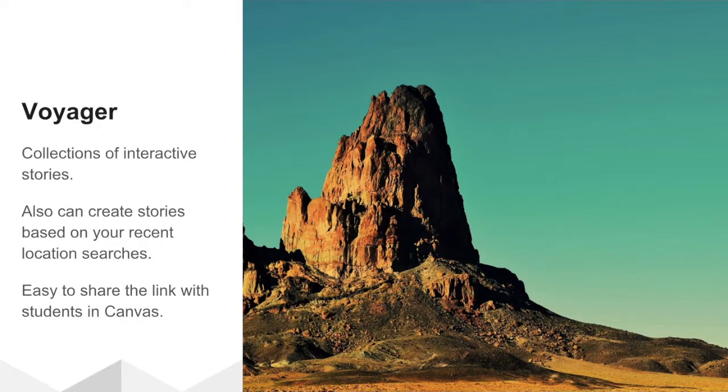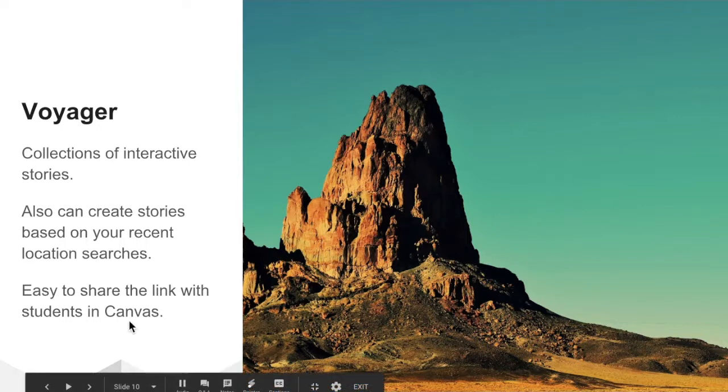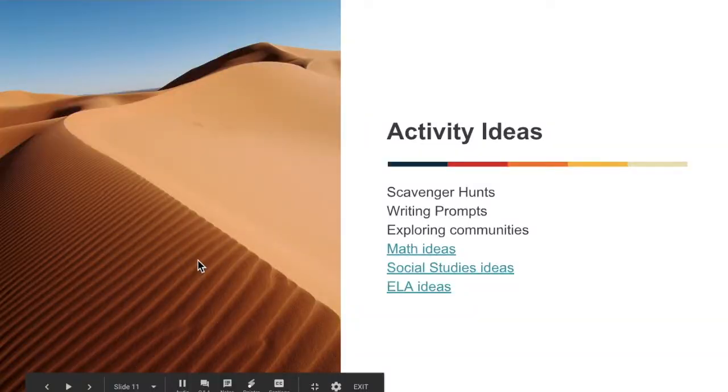Voyager is a collection of interactive stories. So I'll show you this as well in a second. You can create stories. It'll create stories for you, based on your recent search location. So if you've searched Lansing, Michigan, it'll create a story based on that. And it's really easy to look for one of these as a teacher that you're interested in, and then share this link with the students in Canvas or another place of your choice.